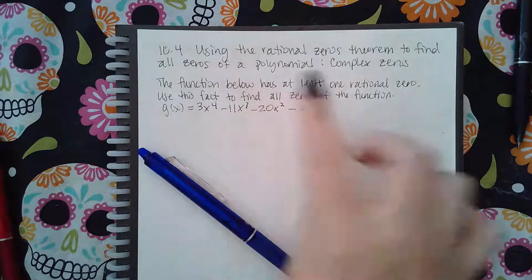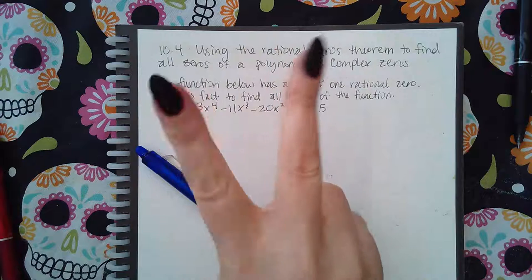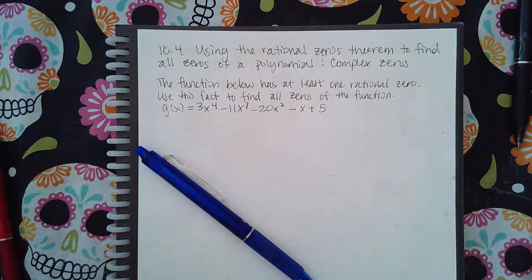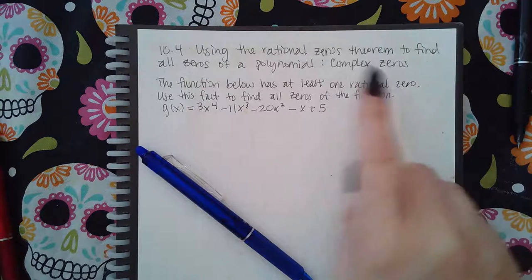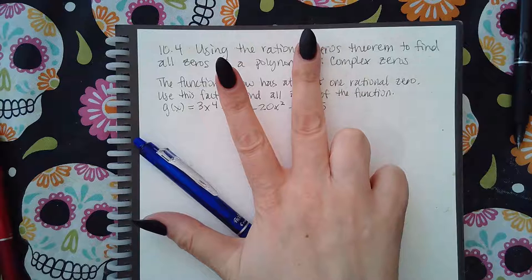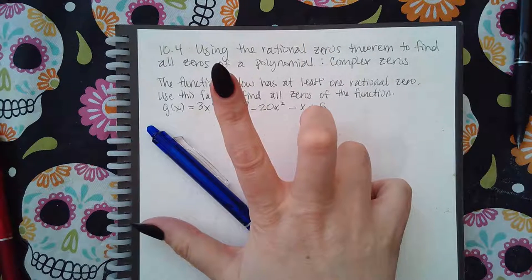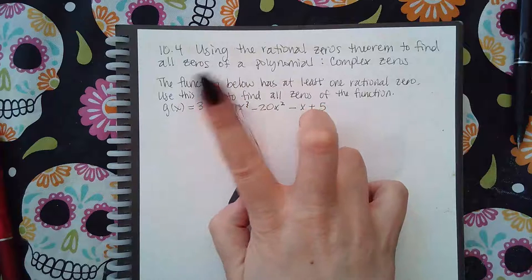Because it says complex zeros, I'm guessing that I'm going to have some imaginaries. So really I need to find two more, okay? And one of them is rational. And I know that imaginaries come in pairs. So I've got two that are going to be complex, two that are going to be imaginary. I have one that I know is going to be rational. That only leaves me with one more.